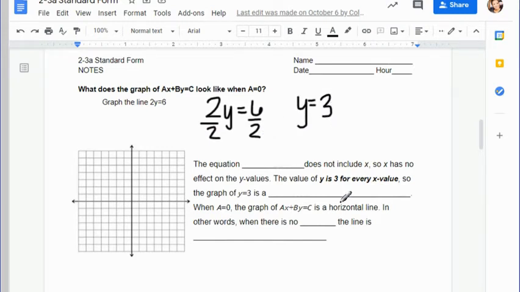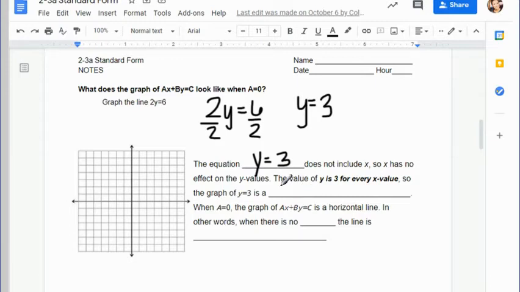3. But there is no x in my problem. So this is the only answer that I get. The equation y equals 3 does not include an x. So x has no effect on the y values. The value of y is 3 for every x value.